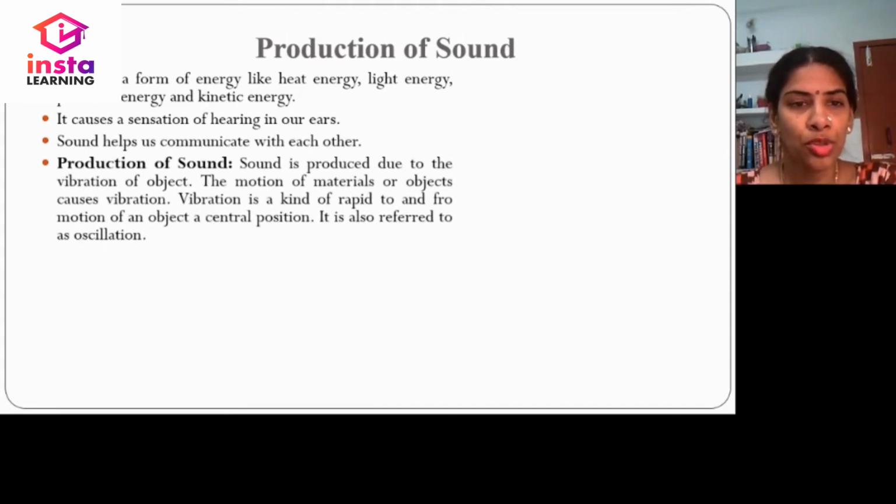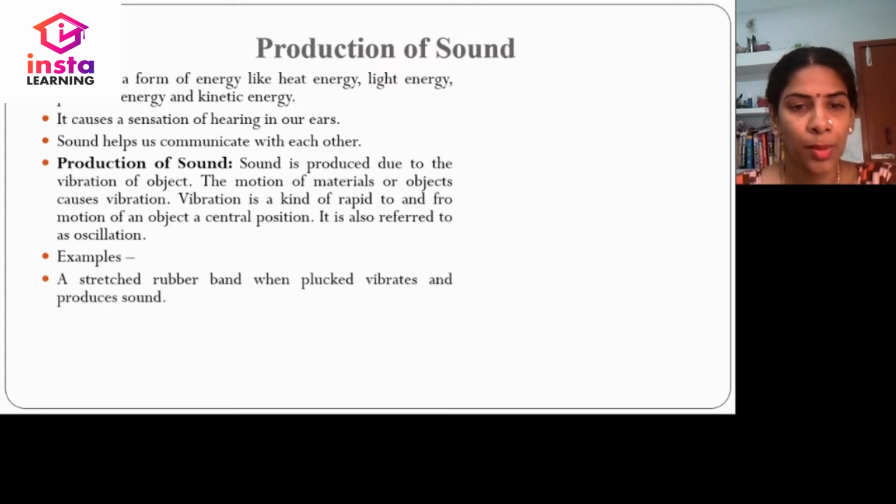Sound is produced due to the vibration of an object. The motion of materials or objects causes vibration. Vibration is a kind of rapid to and fro motion of an object about a central position. It is also referred to as oscillation. Example, a stretched rubber band when plucked vibrates and produces sound.